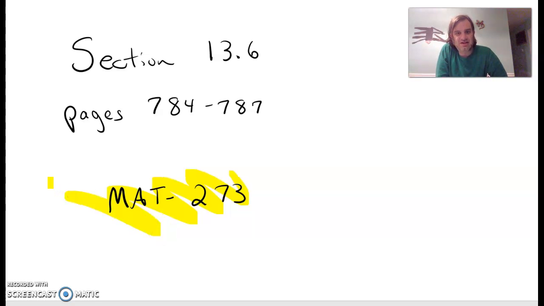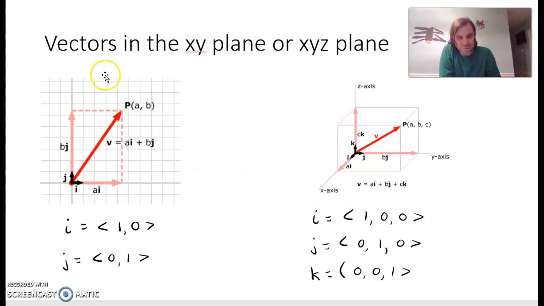Today we talked about section 13.6 in the book. That covered pages 784 to 787. We didn't get a lot done, but just to kind of go backwards and make sure we touch everything, I just want to show where we're going here.